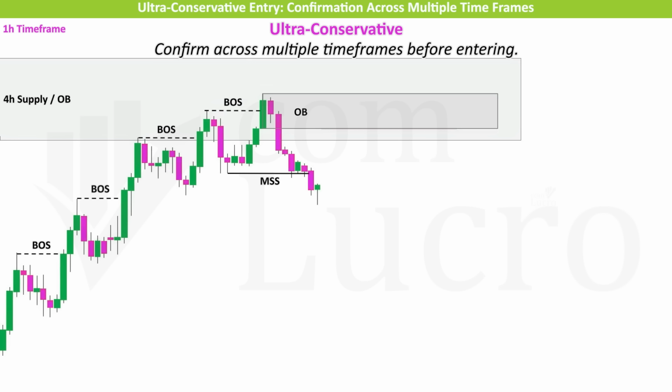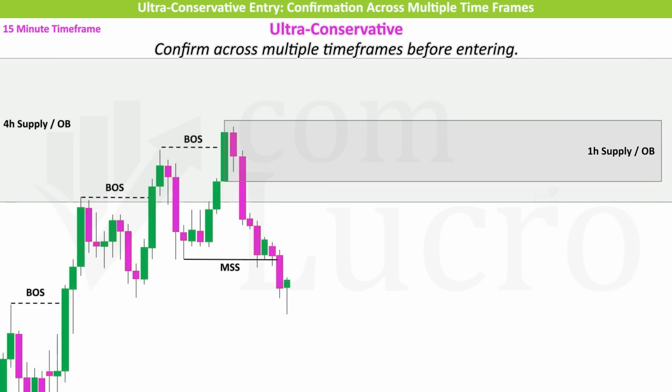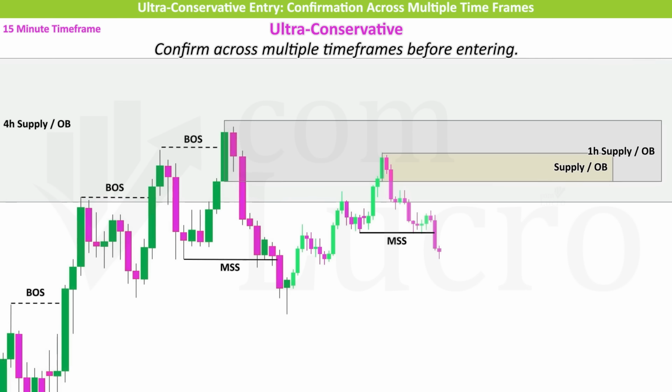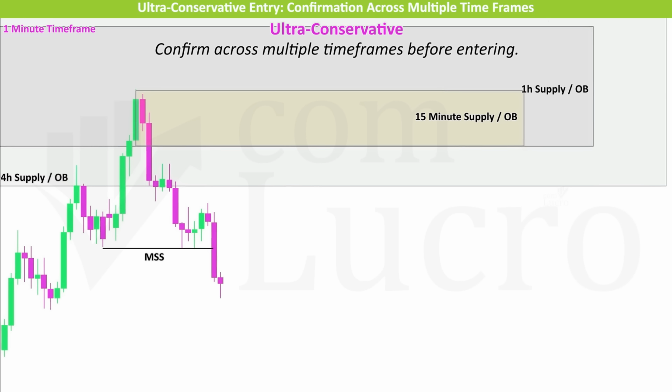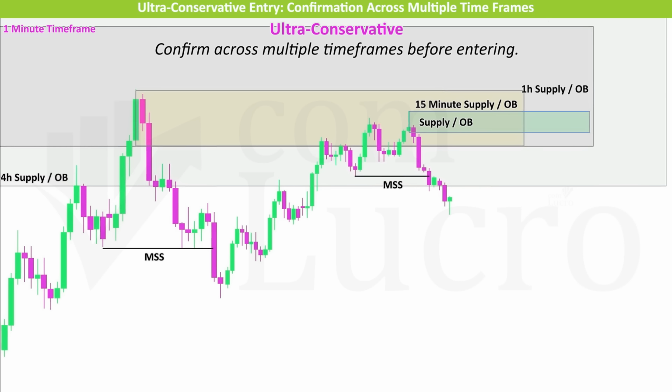First, identify the supply zone created by the bearish change of character move. Then, move down to the 15-minute time frame and wait for price to tap into that 1-hour supply zone and form another change of character. Next, mark the order block formed on the 15-minute chart. After that, drop to the 1-minute time frame and wait for price to enter the 15-minute supply zone, reject, and create one more change of character.